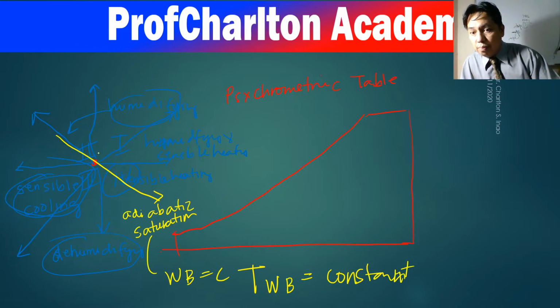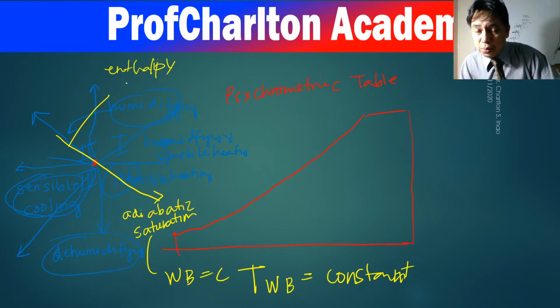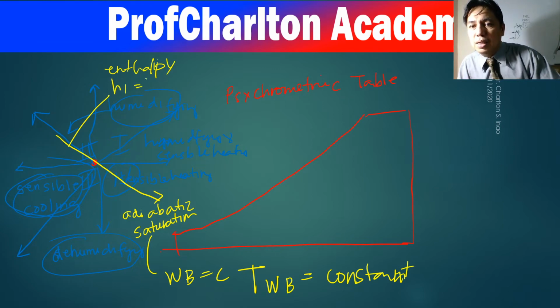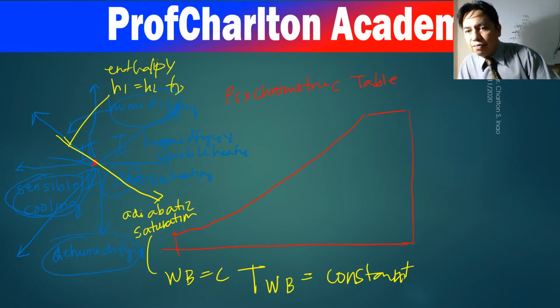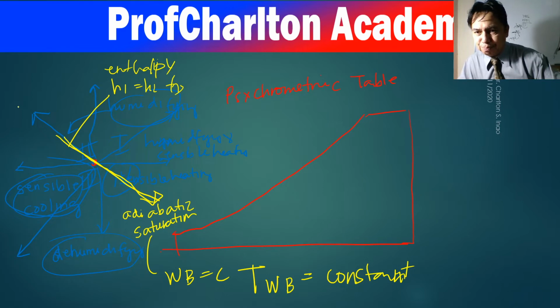So here, adiabatic saturation. When you hear adiabatic, normally the enthalpy is constant. For example, H1 equals H2 equals H3. So all the enthalpies lying on this line are the same, because they are in the process of adiabatic. Like the thermal expansion valve in refrigeration, the enthalpy is constant at that expansion. Enthalpy 1, enthalpy 2, enthalpy 3 and 4.